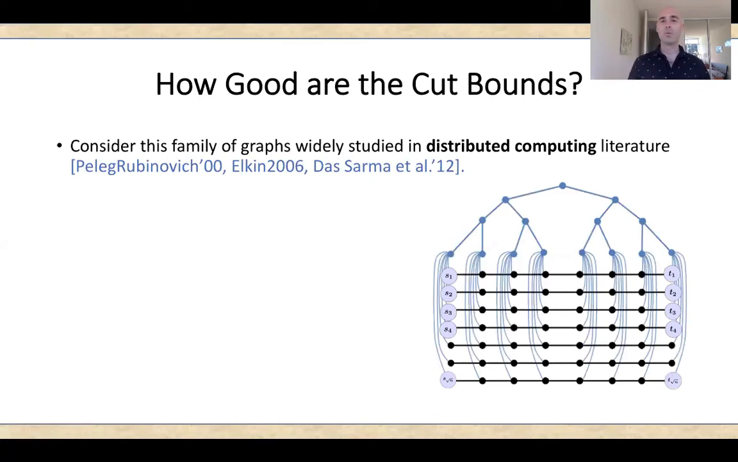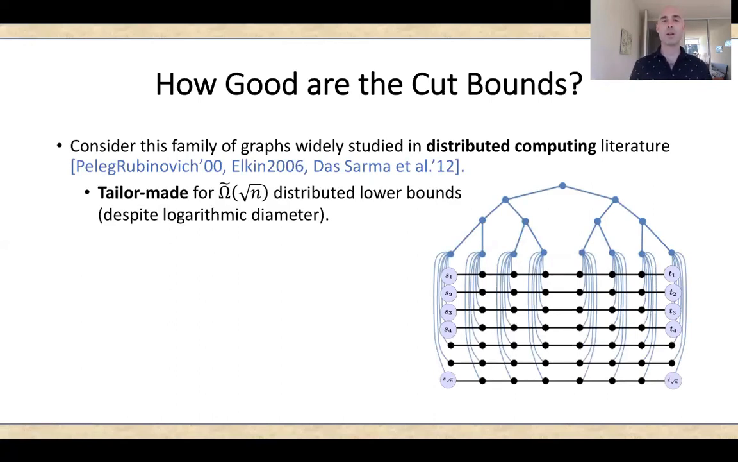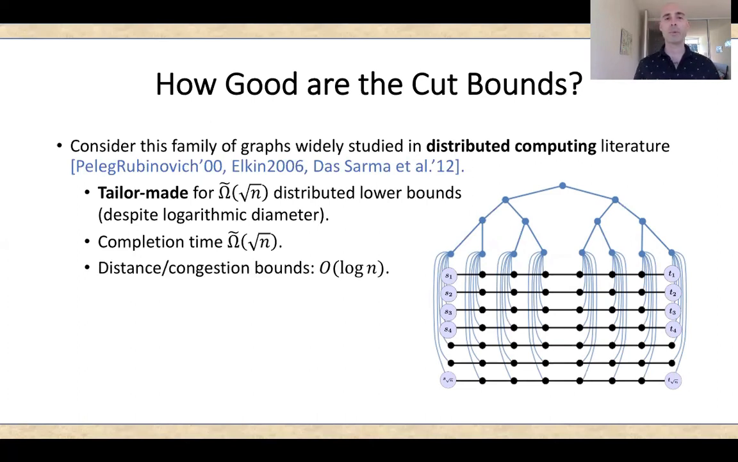Okay, so why should you care about this network? Well, this network has been used in the distributed literature to prove unconditional root n lower bounds, despite this network having a low diameter. And kind of following the same rationale that gives us lower bounds in the distributed setting, we can show that the completion time for this instance is at least root n. Now, the warm-up bounds we saw at the beginning of the technical part of the talk are at most logarithmic. The distance and the congestion bounds will only show us a log n bound, or worse, or lower, sorry.